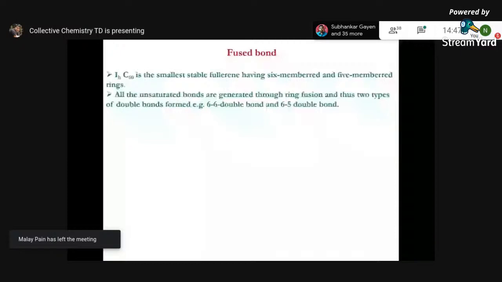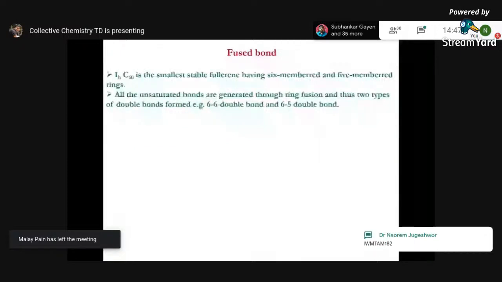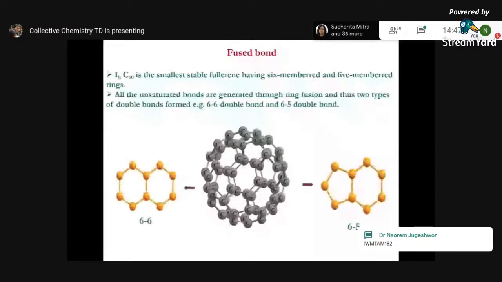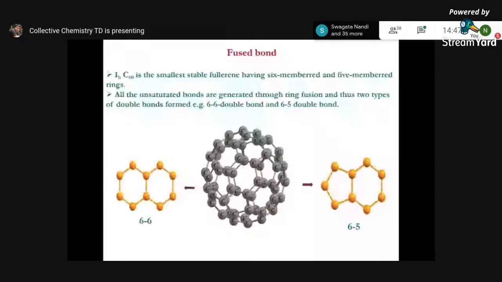Now, the second work is on the reactivity. Reactivity means here we take the fluorine. We said that there are two types of bond: one is 6-6 and one is 6-5. So here two types of bond are formed: one is the 6-6 double bond and another is the 6-5 double bond.